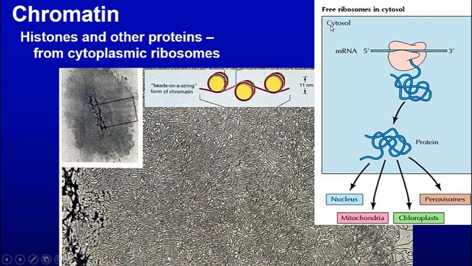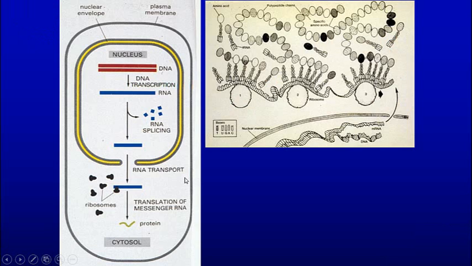So it is the cytosolic ribosomes that produce the proteins that ultimately go in to make the DNA.